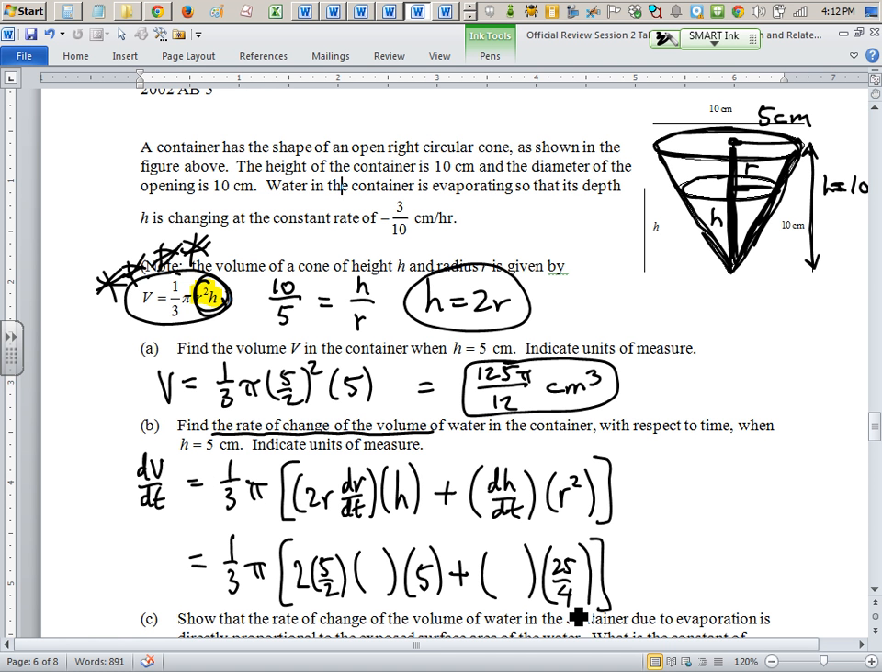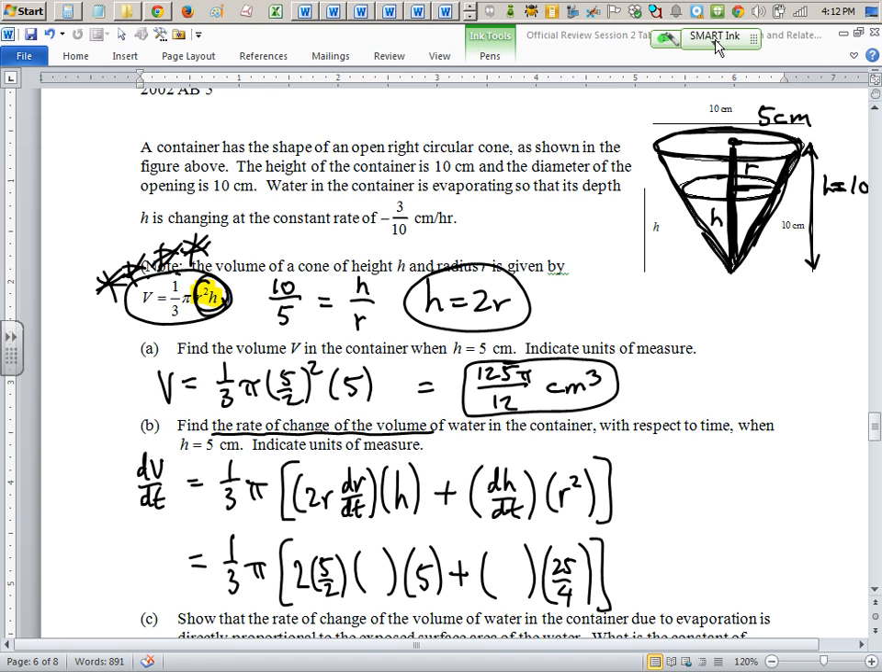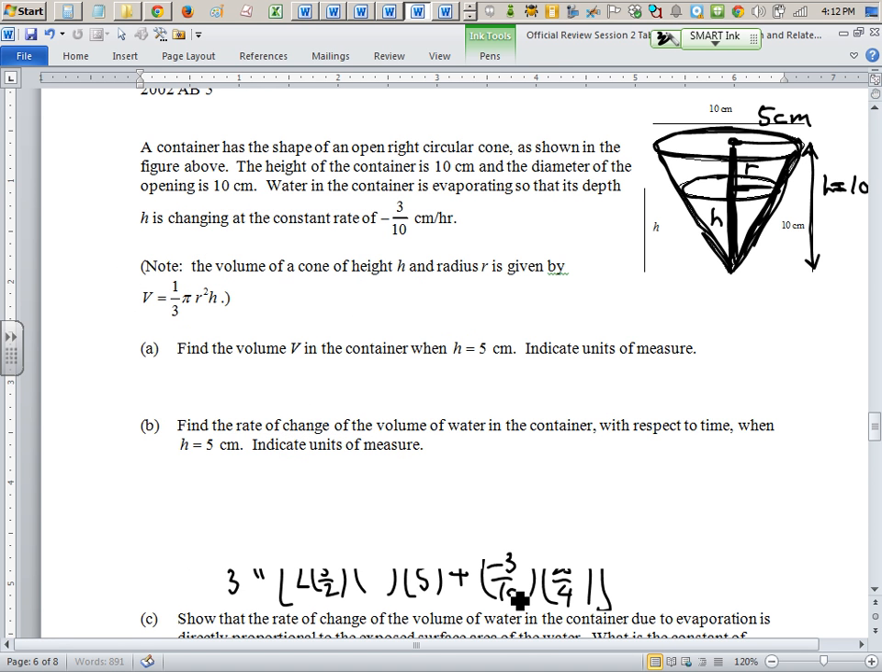dr/dt, dh/dt. Two more unknowns, no more givens. Look back at the original problem. There's a given we glossed right over. We didn't read it. Wasn't there one more given right here? H is changing at the constant rate of -3/10. What's that? What are they giving us? That's dh/dt. Yeah, so that's given. Beautiful. Stick it in right here.